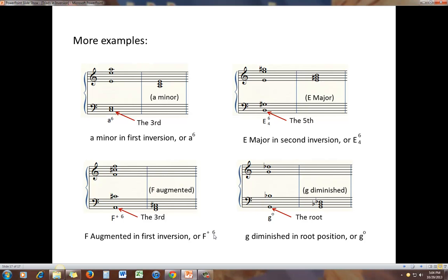And our final example is G, B flat, a second G, and a D flat, which is a G, B flat, D flat, G diminished chord. The bass note is the G, in other words the root. So this is a G diminished triad in root position, and would be labeled with lowercase g for diminished, and then the diminished degree sign.